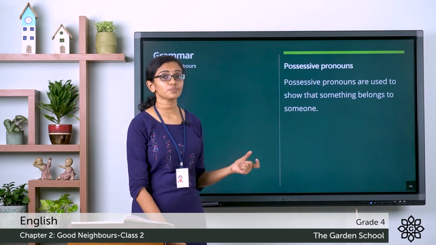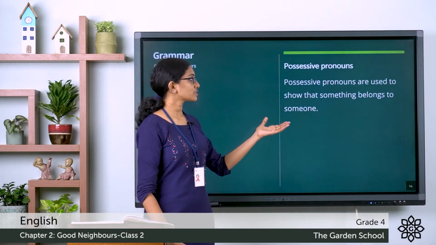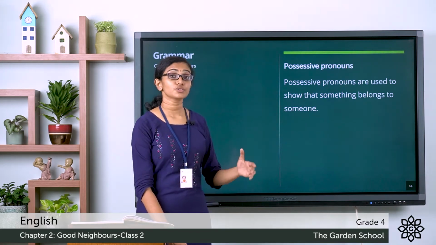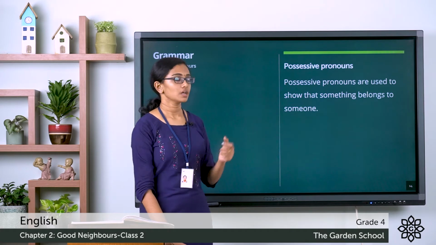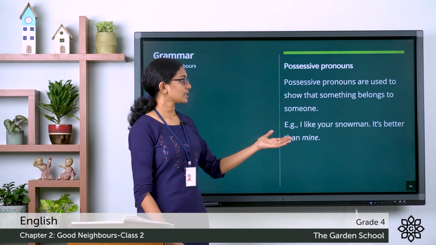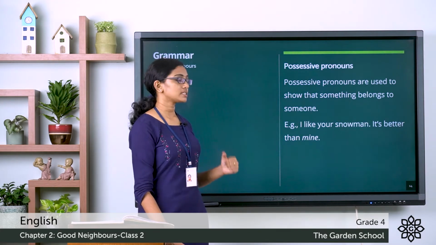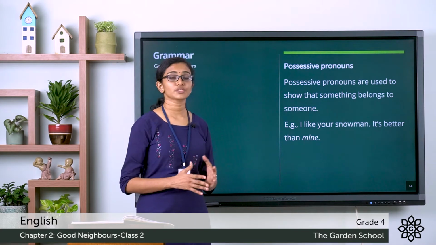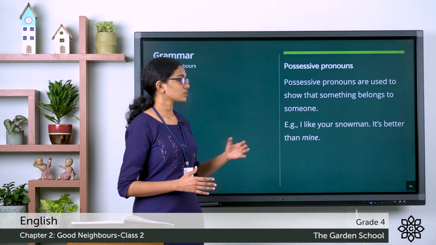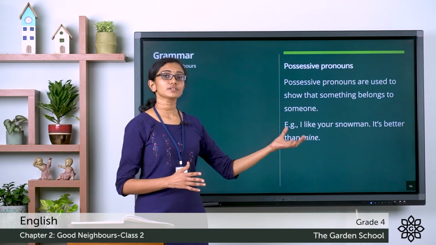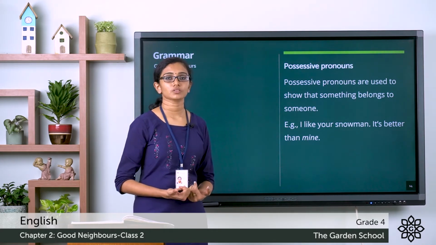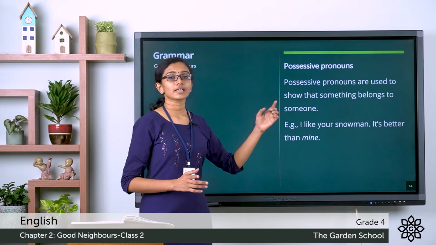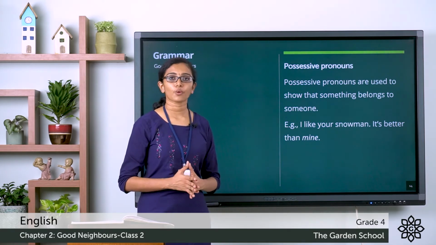Now you see, possessive pronouns are pronouns that we use to show something belongs to someone, to show a possession. For example, I like your snowman. It's better than mine. Here the word mine, which is a pronoun, shows that the other snowman belongs to me. So it shows a possession there. The word mine is an example of a possessive pronoun.